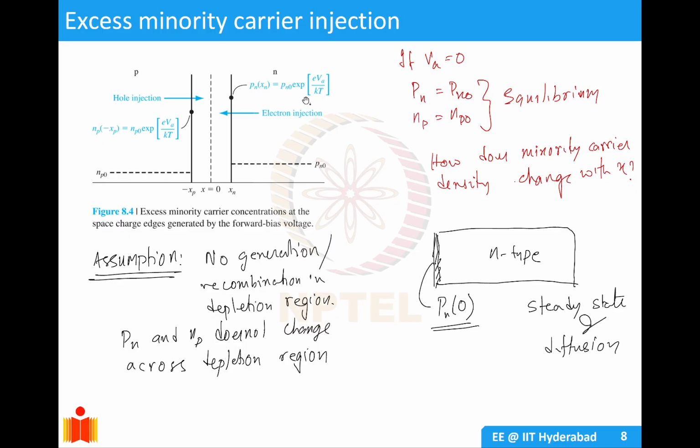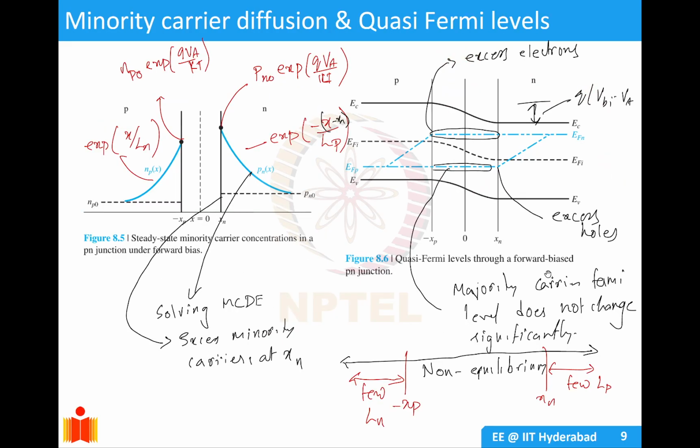So we will take a cutout of the n-type junction. Assume this to be zero of our n side. At zero we have an excess carrier density given by Pn0 exponential qVA by kT. They will then diffuse into the n-type side, and the dynamics for that we already know.